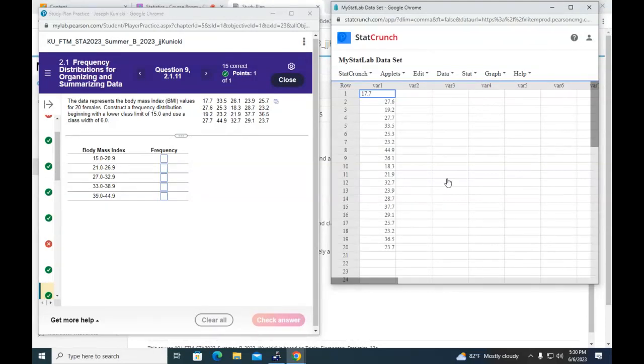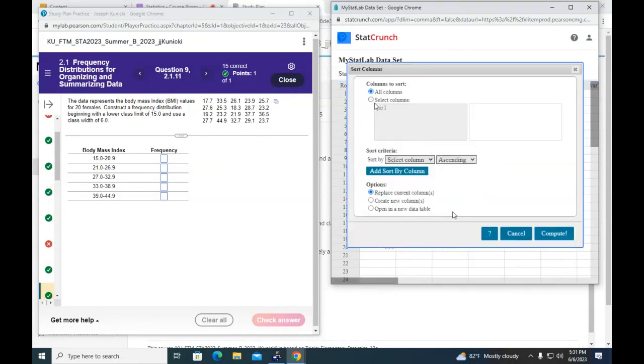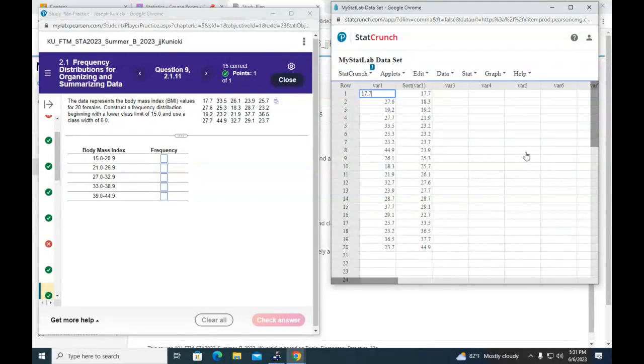You could go back there and go one at a time and put tick marks, or the easier way is just to watch this. You go to data, sort. You select the column. The column is variable 1. Then select column 1, ascending. And just to make sure I don't make a mistake, I also always put create a new column. Now it's sorted, ordered from smallest to largest.